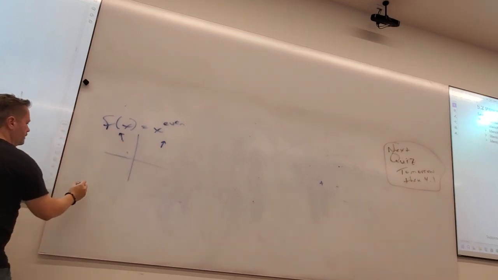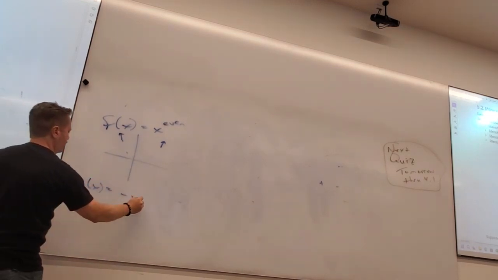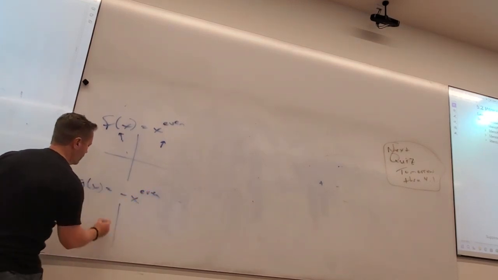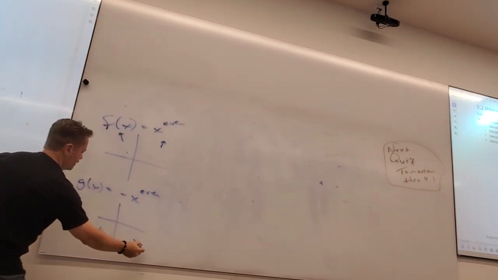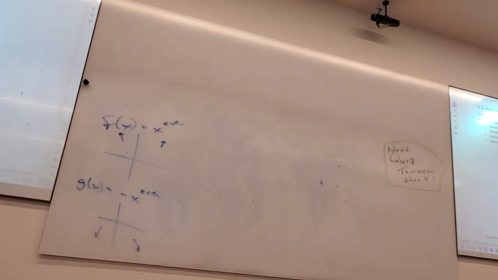So what if it was negative x to the even? What would it look like at the ends? Down at the ends, right? Incredibly enough, because math people are really creative, we call that end behavior, because it's how it's behaving at the ends, right? You guys all with me? That's a lot better of a name than we normally do. Some of our names are horrible.